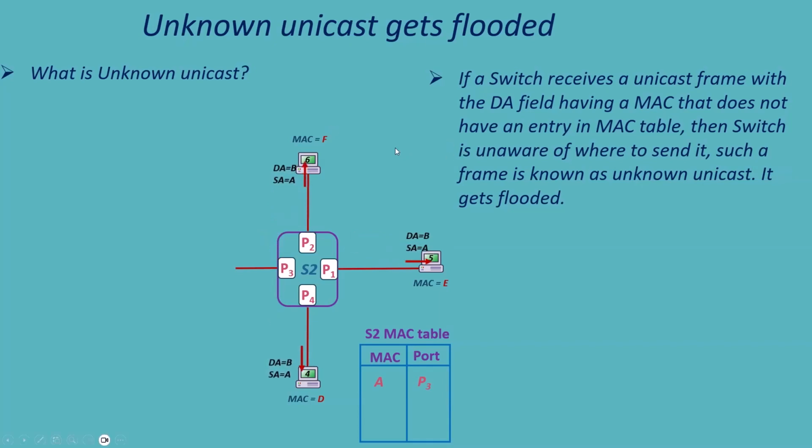So again, unknown unicast is a unicast frame for which the switch does not know where to forward it, and hence it floods it. And such types of frames are known as unknown unicast. You can go over the definition here. If the switch receives a unicast frame with the destination field having a MAC that does not have an entry in the MAC table, then the switch is unaware of where to send it. Such a frame is known as unknown unicast, and it gets flooded. Okay.